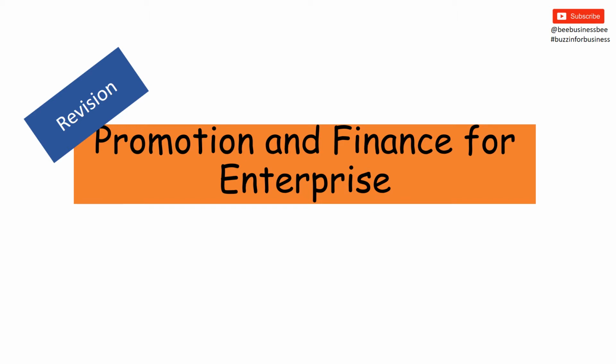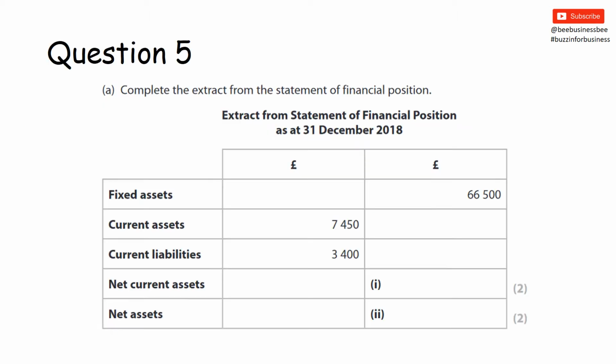Here is today's question. So as you can see, you've got a statement of financial position. Now in the statement of financial position, you're being asked to calculate the net current assets and the net assets. You need to know your formulas to do this, so pause the video while you do it, then unpause it to see the answers.